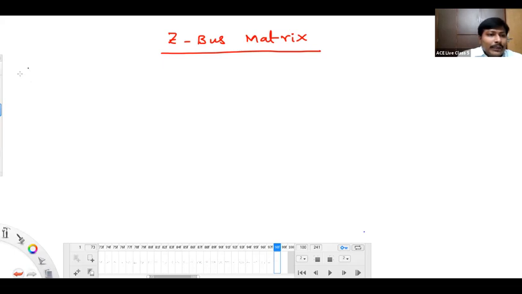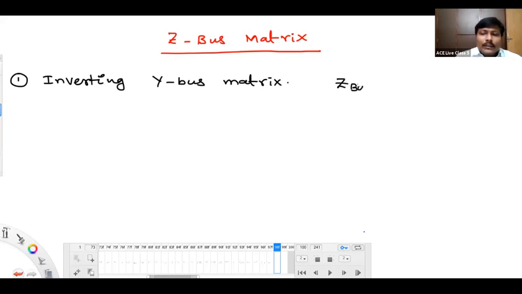So the first method of construction is inverting the Ybus matrix. I can write Zbus is nothing but the inverse of the Ybus, provided that your network remains as it is. For whatever network you want to find out the Zbus, take up that network, find out the Ybus of that, and take the inverse of that, that will give the Zbus, right?